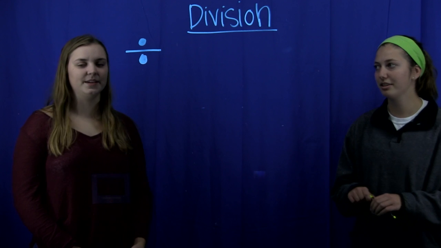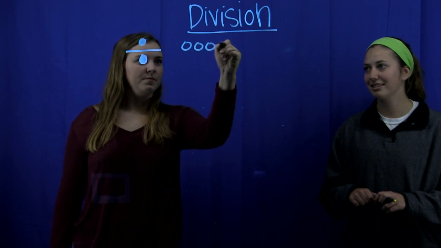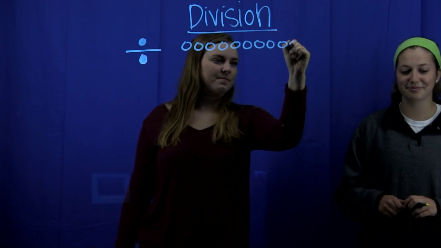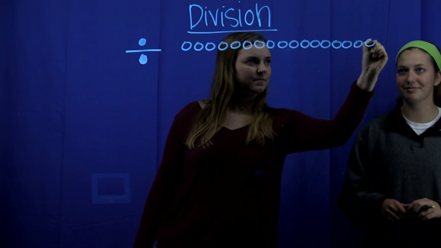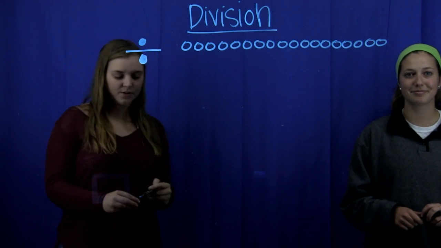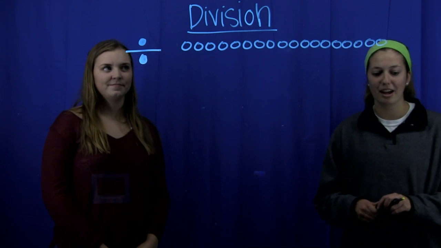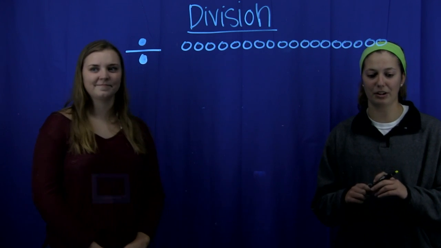Alright, so we're going to do an example. A bubblegum company has 18 bubblegum. And we're going to need to take those bubblegum balls and divide them into equal groups. So we're going to divide these 18 bubblegum balls into 3 different groups.